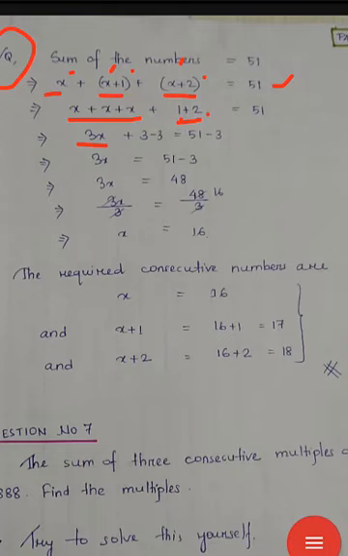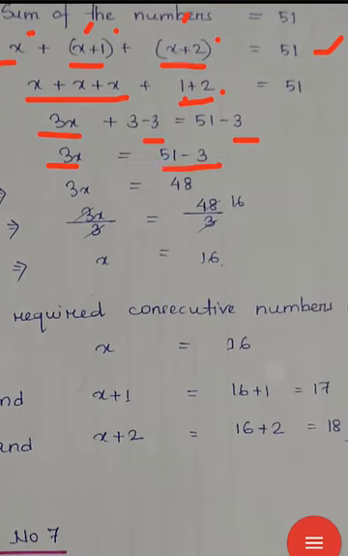In the same step, from both the sides 3 is subtracted in order to remove this 3 from thrice x. That is why from both the sides 3 is subtracted. So only thrice x will be left behind here, while on the right hand side 51 minus 3 will be there. After that, in order to keep x alone on one side, this 3 will have to be removed, and for that both the sides will have to be divided by 3. So this results into x equals 16.